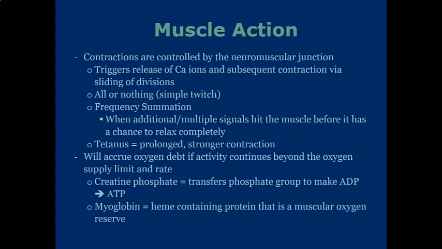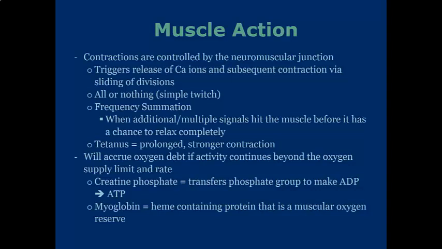When it comes to muscular action, there are basically contractions controlled by neuromuscular junctions. This will trigger calcium ion release, causing the contraction. Note that muscles are all or nothing, and simple twitch because of that reason. The strength of a said muscle is by frequency of contractions, not necessarily based on how they contract.